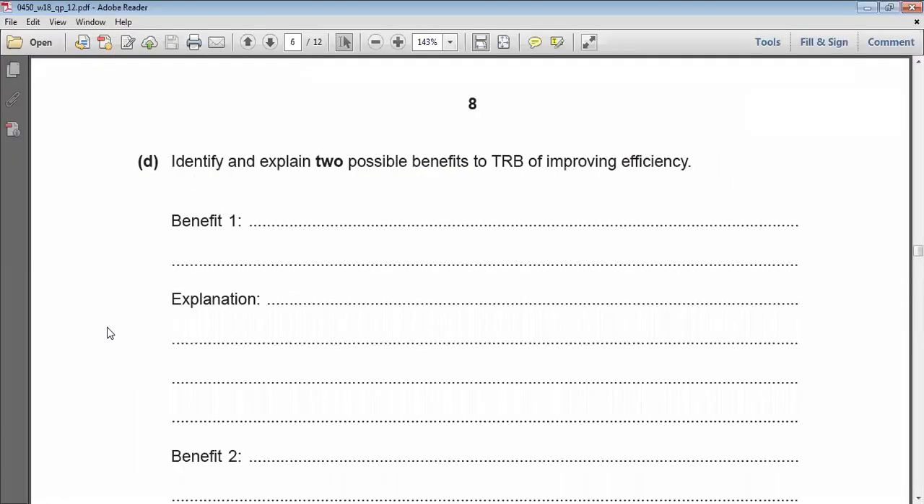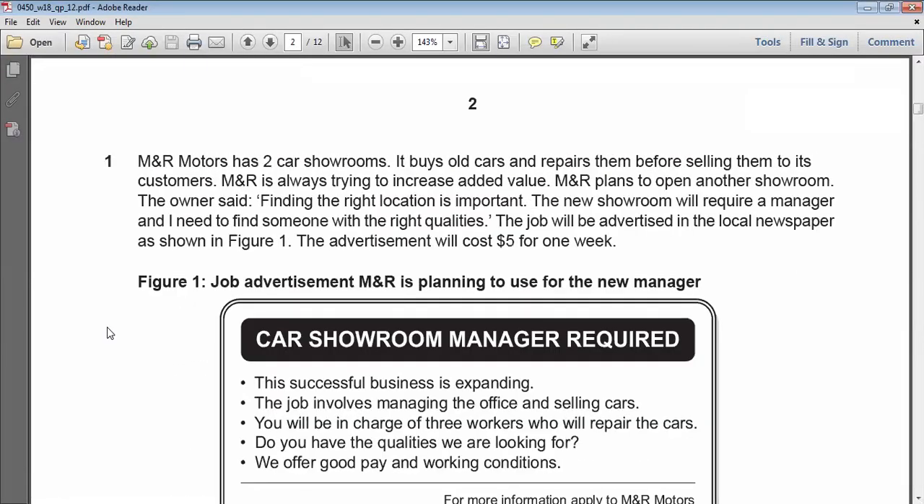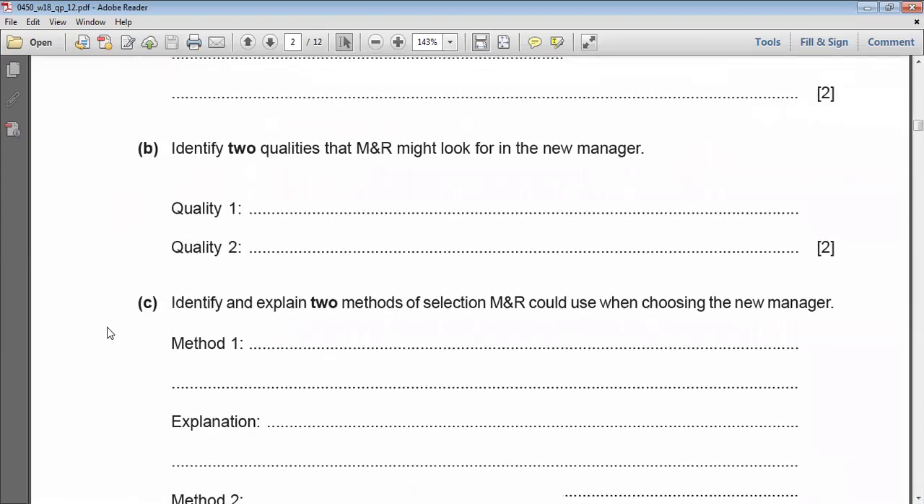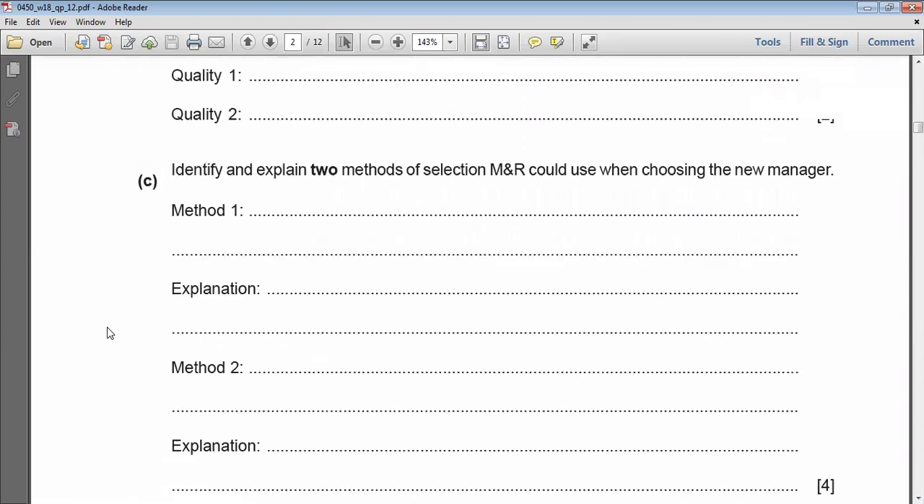Go back to the first question. Now, let's look at the question first before I explain what we mean by context. The question, let's say, is: identify and explain 2 methods of selection M&R could use when choosing the new manager. Okay.